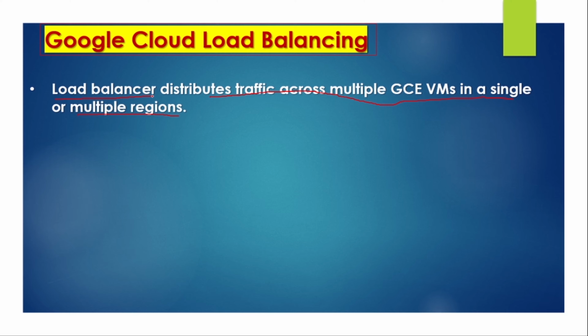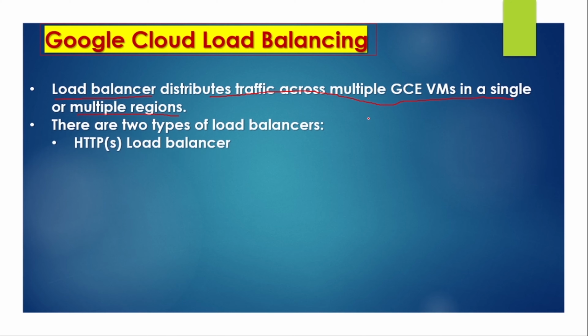And if your application is hosted globally as well, or in multi-region, it can balance the load in multi-region as well. For example, if you launch an application that has its instances in US and Europe, when you attach a load balancer, it can route the traffic equally to the US as well as Europe. Now there are two types of load balancers. One is the HTTPS load balancer and the other is the network load balancer.